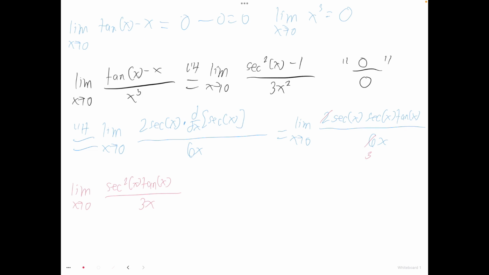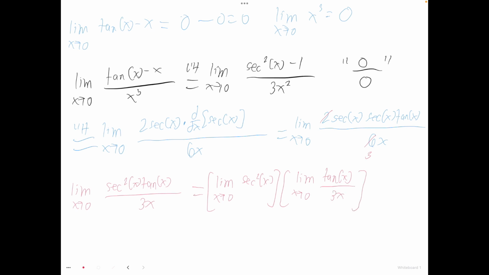Now secant squared will go to 1, tangent goes to 0, and 3x goes to 0. So this is still a 0 over 0 form. But rather than just taking the derivative outright, we can use the fact that limit properties are something we know about. And so we can split this up into the limit as x goes to 0 of secant squared times the limit as x goes to 0 of tangent of x divided by 3x.